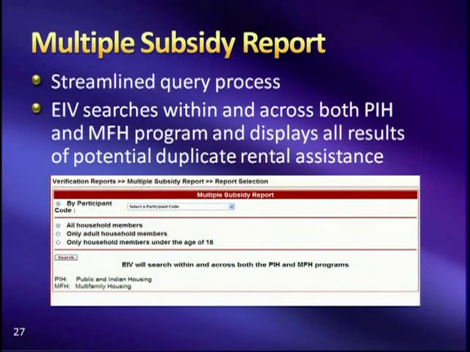Okay, next, the multiple subsidy report. This report has been streamlined so that the system will only have to run a query once. Prior to May 2nd, you had to ask the system to tell you which families might be receiving duplicate assistance in the multifamily housing program, and then run it again for the public and Indian housing program. Well, now you don't have to do that. We've taken that criteria out, so the system will search across and within both the PIH and the multifamily housing programs and display the results of the potential duplicates.